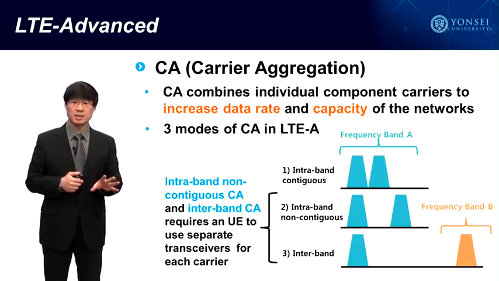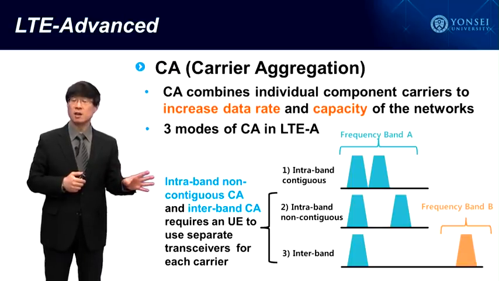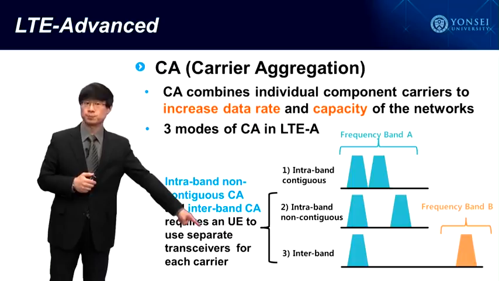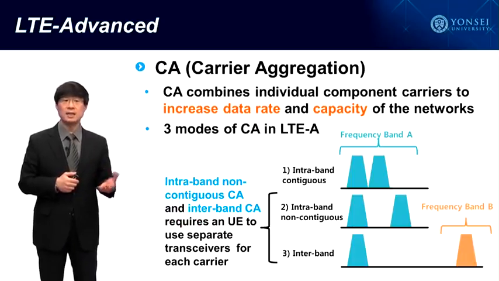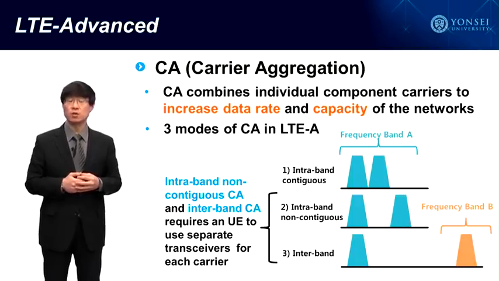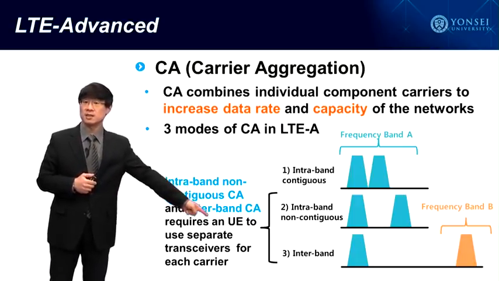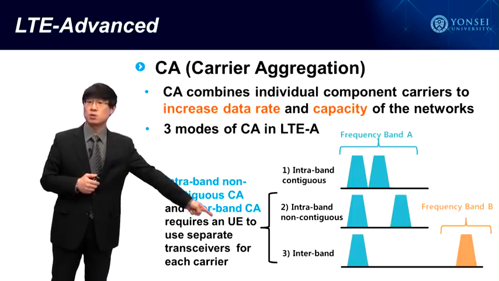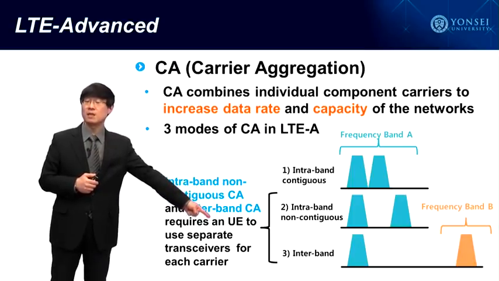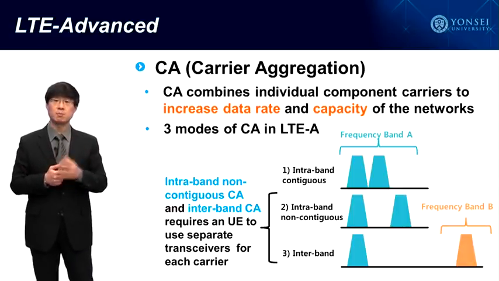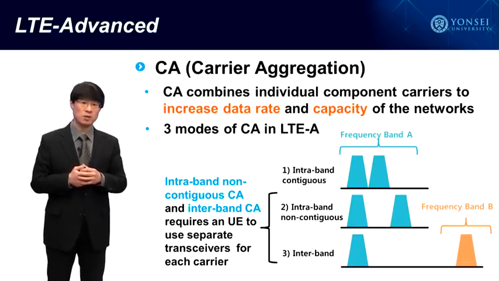In these cases of intraband non-contiguous and interband carrier aggregation, you may need to have separate transceivers for each carrier. In other words, for these two cases, you may need individual antennas and transceivers, so that you can receive those signals separately and then combine them to achieve the higher data rate services that you want to get.